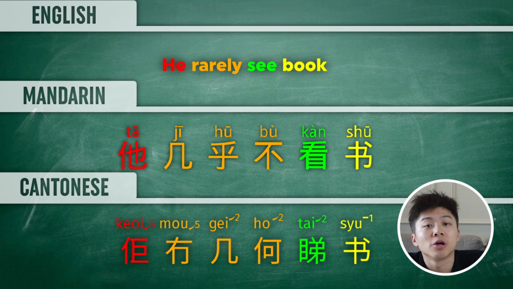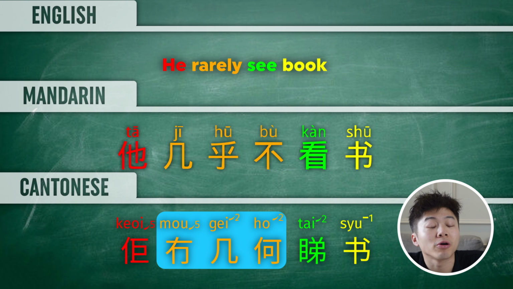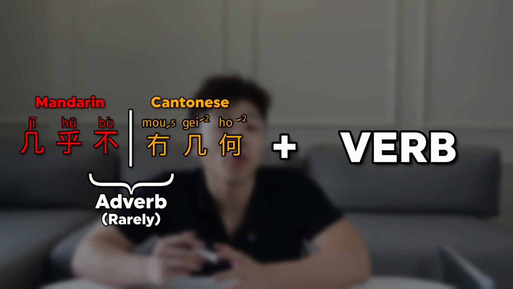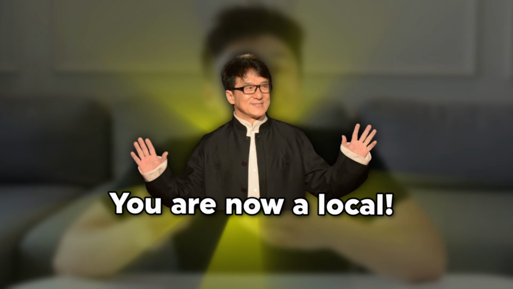Now in Cantonese, 佢冇幾可睇書. 幾乎不 basically means more or less no, basically means rarely. So he rarely reads books. So by adding 幾乎不 or 冇幾可 before the verb, now you're speaking like a local.